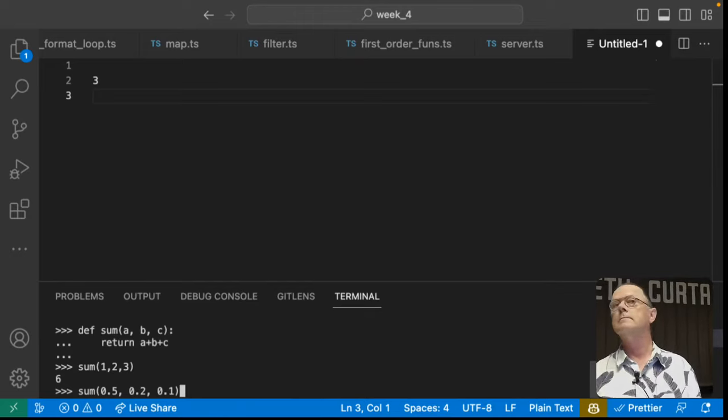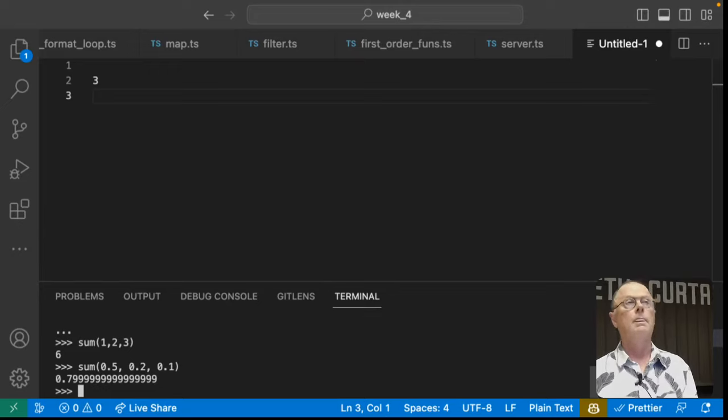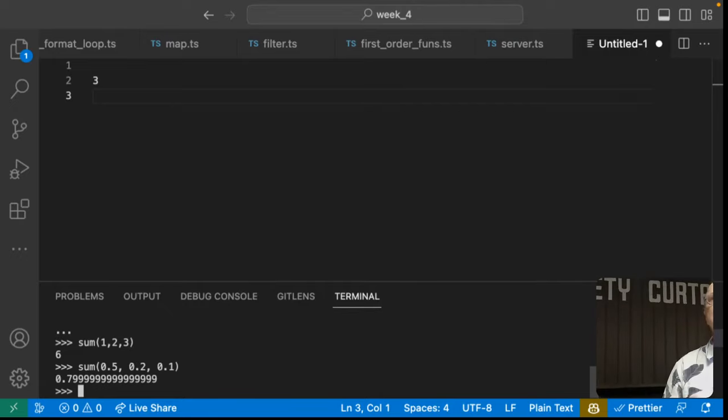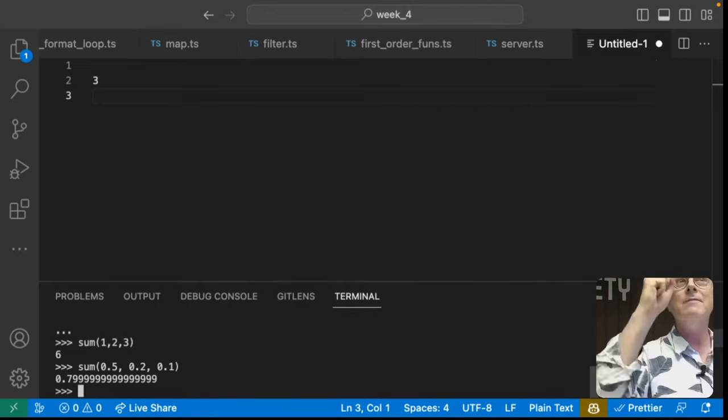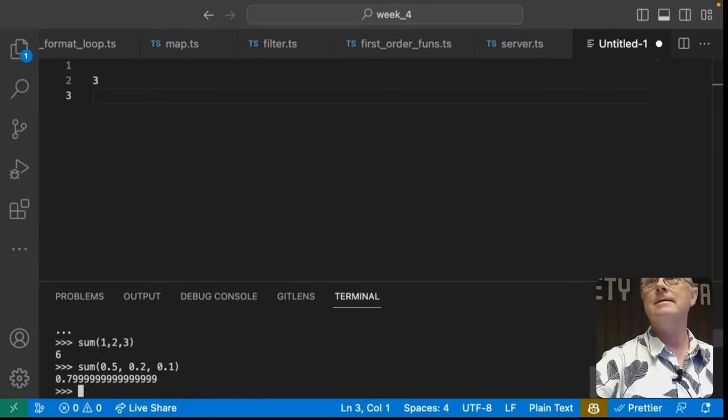Anyone? Is that what you thought? It wasn't, was it? Why is it this number? Why isn't it 0.8? Should have been 0.8, right? The sum of those three numbers is 0.8. This program is incorrect. I just wrote a one-line function that's incorrect. How is that even possible?